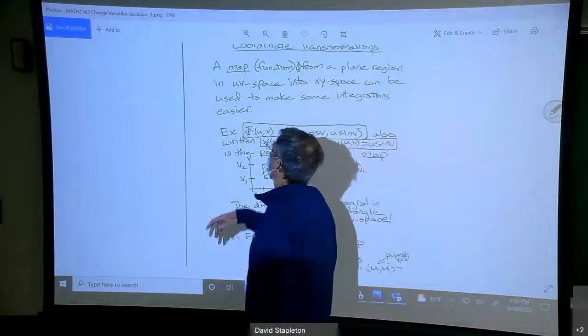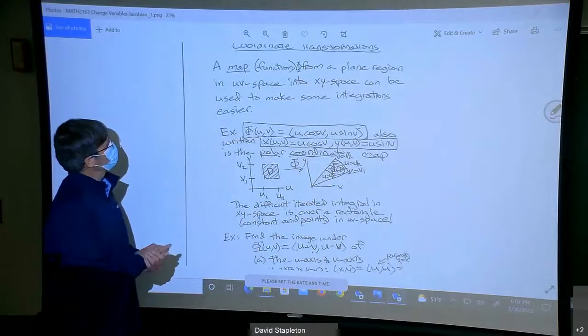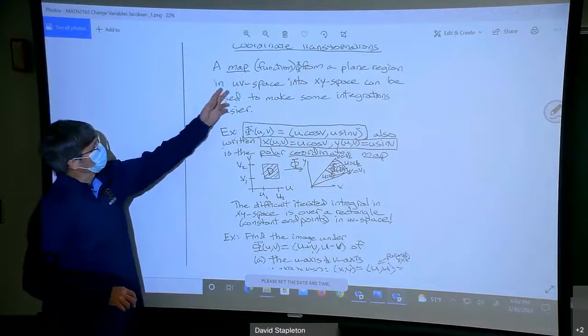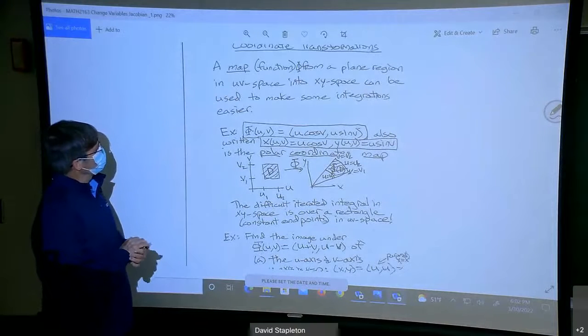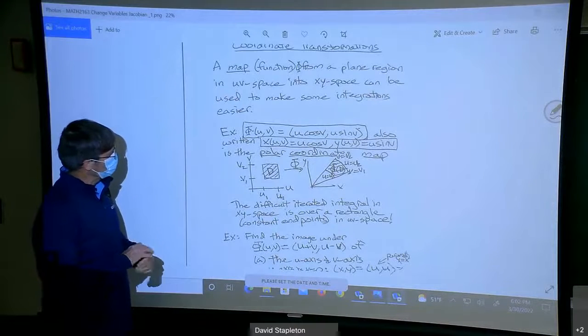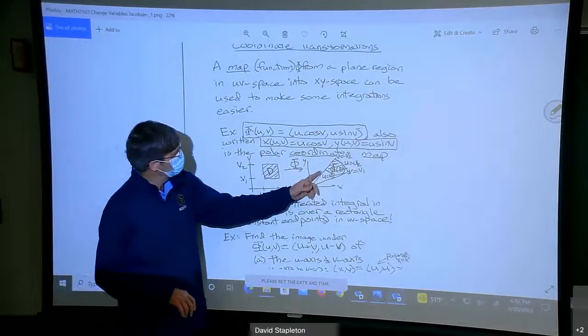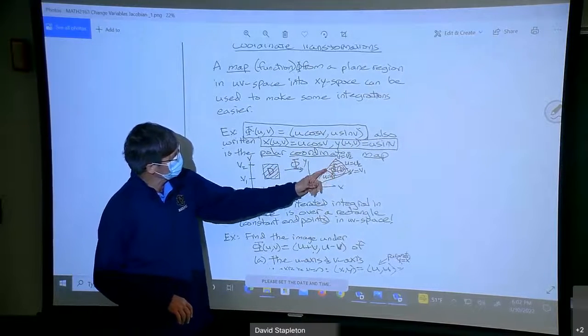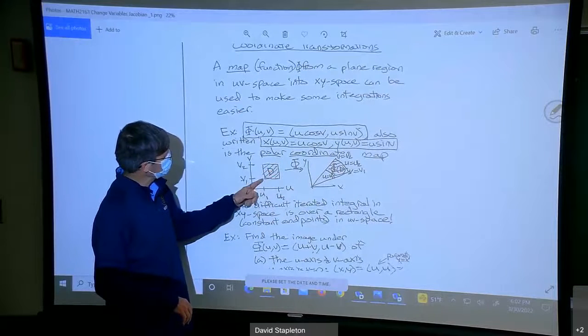We said last time a map is just a function from a plane region into another plane region, and it can be used to make some integrations easier. So we can consider the UV plane instead of the XY plane. Maybe we have a region like this, part of a wedge. Well, if you switch to polar coordinates, it becomes a rectangle, right?